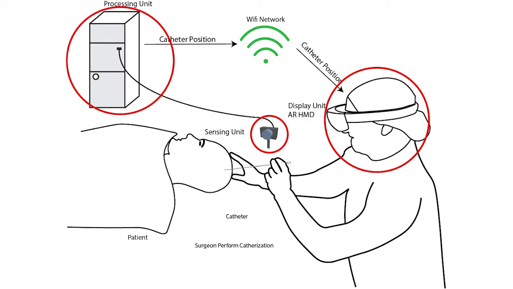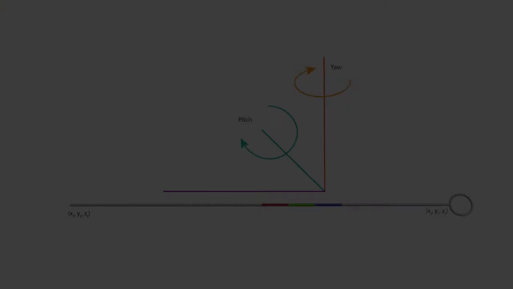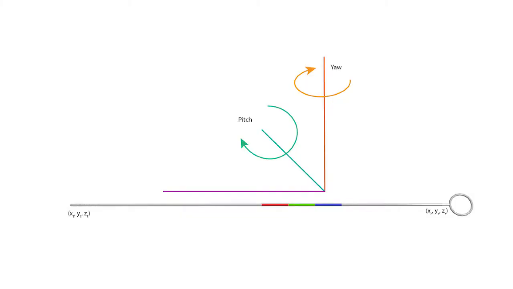Our system consists of three components: a sensing unit, a processing unit, and a display unit. We use an off-the-shelf Logitech C920 web camera, a laptop computer for processing, and a Microsoft HoloLens head-mounted display. There are three color bands attached to the catheter that will be used for tracking. This modification makes minimum change to the catheter's shape, weight, and functionality.